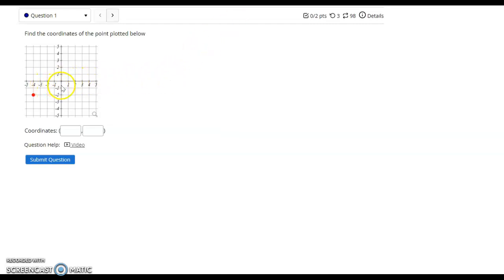So it looks like we're going left 4 for x, or we'll be at negative 4. And then we're going down 2, so it will be negative 2. So that's how you find the coordinate. You want to make sure and take your time so you can find the correct point, the correct coordinates.